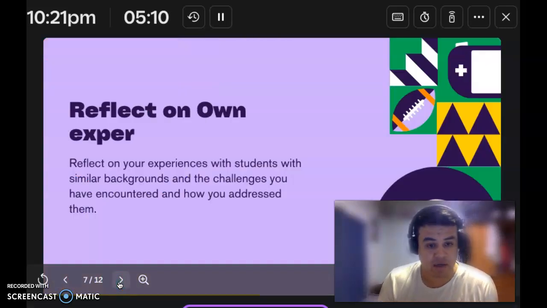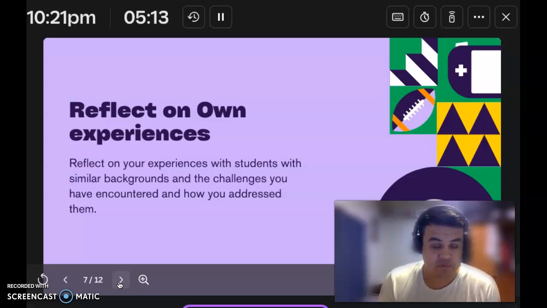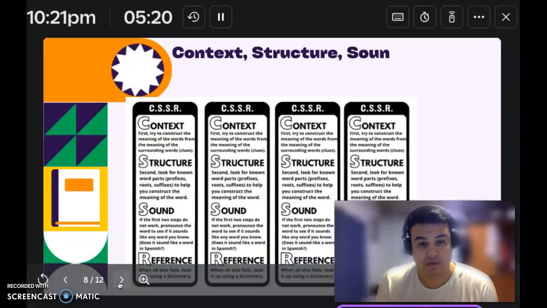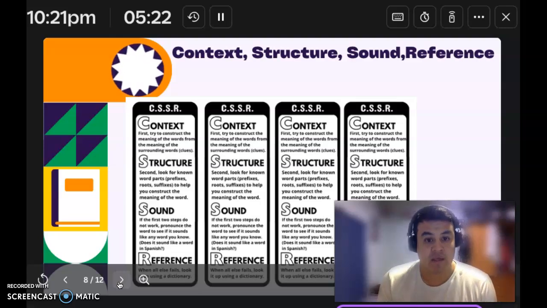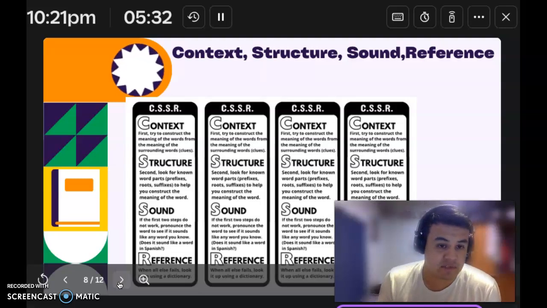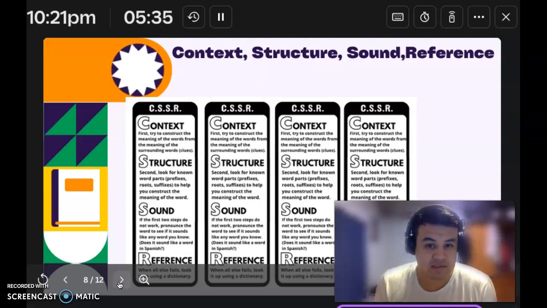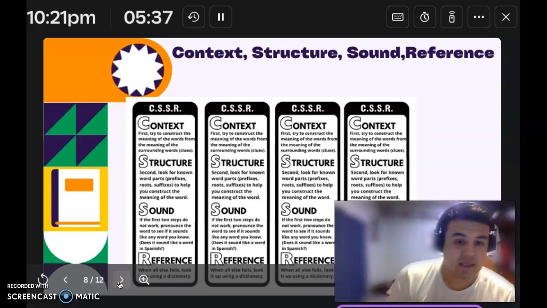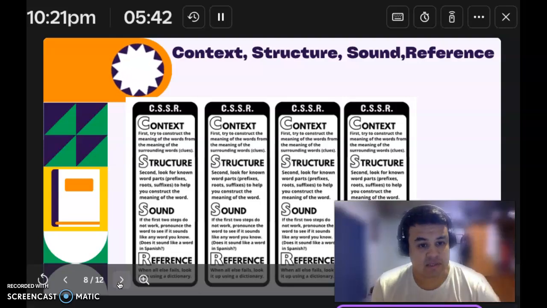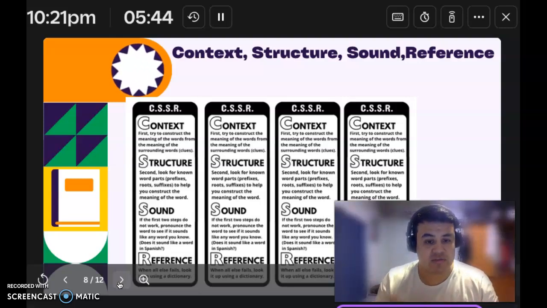Reflecting on my own experiences with students with similar backgrounds and challenges, I do have students that are English language learners in my classroom. So vocabulary is something we struggle with, comprehending complex grade level vocabulary. So this semester we incorporated the context structure sound reference, CSSR, technique, where students go through a series of steps in trying to make sense of words.